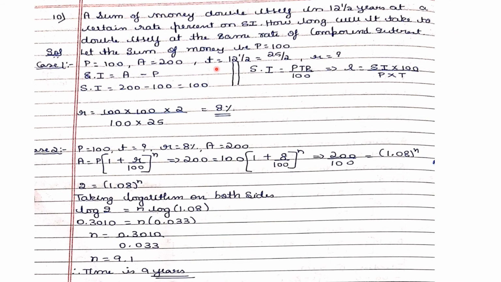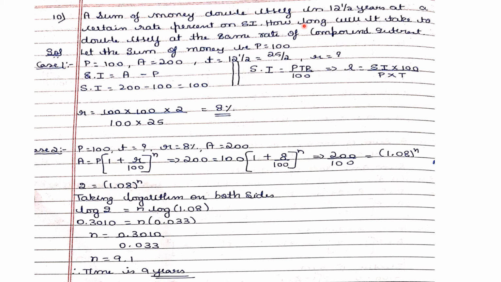A certain sum of money doubles itself in 12.5 years. So time is equal to 12.5, or else you can also write it as 25 by 2. Why? Because 12 twos are 24 plus 1 will become 25, divided by 2. At a certain rate percent on simple interest, how long will it take to double itself at the same rate of compound interest? They are asking. So very simple.